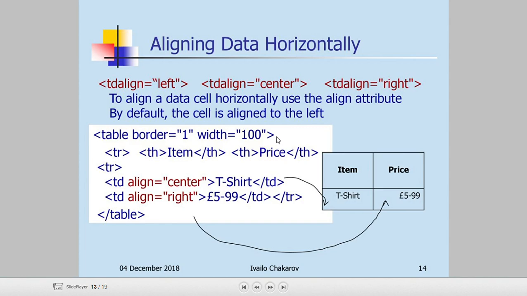Now let us consider aligning data horizontally. TD align equal to left, TD align equal to center and TD align equal to right. These are all the three different types of aligning data in horizontal form. Here, to align a data cell horizontally, use the align attribute. By default the cell is aligned to the left. If you want right and center, we are going to make use of the align attribute, that is align equal to center and align equal to right.